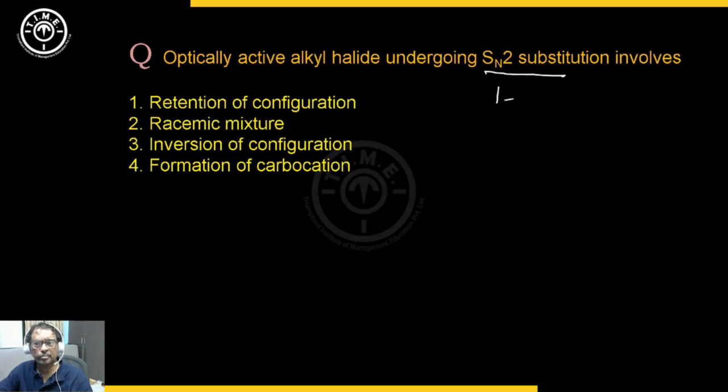SN2 is a one-step process. There is no carbocation, so this is not going to be there. There is no racemic mixture, right? There is no retention of configuration. There is only an inversion of configuration. So SN2 substitution involves only inversion of configuration if it is starting with the what? Optically active alkyl halide. Clear?